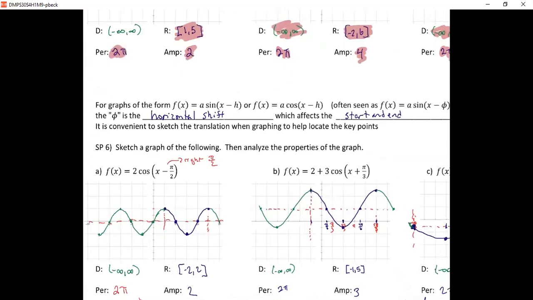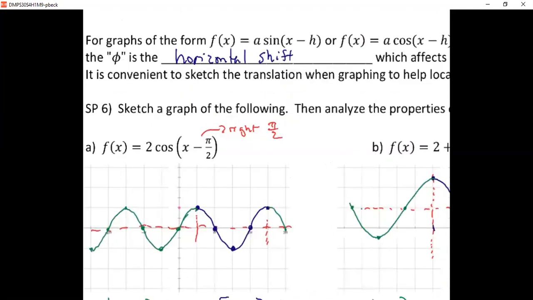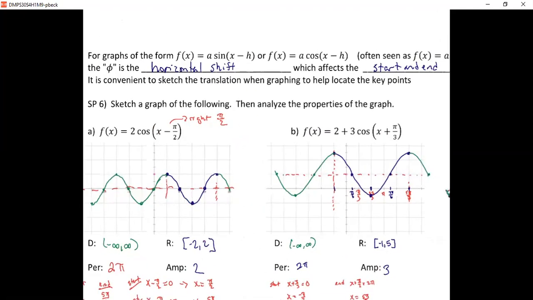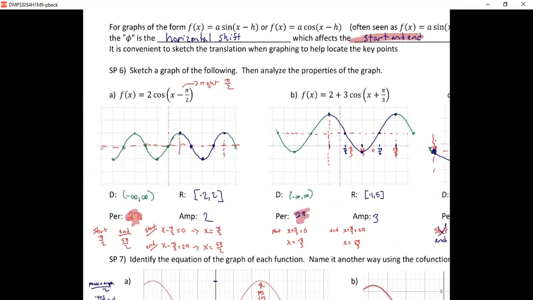Then we get to a phase shift. When it comes to a phase shift, if you think about it in terms of sound waves, a phase shift would be kind of like a delay in when that sound is going to occur. So it's really going to be shifting the entire wave over horizontally. That horizontal phase shift is going to affect the start and the end. Right now, the period of everything is still going to be 2 pi because we have not affected the period yet. We're just building all the different pieces up to it.